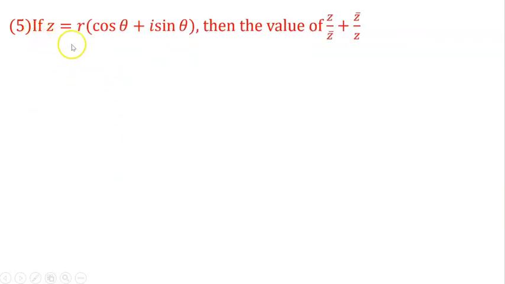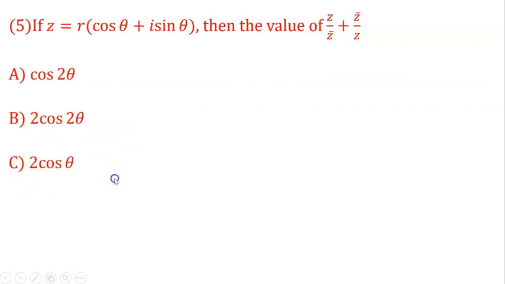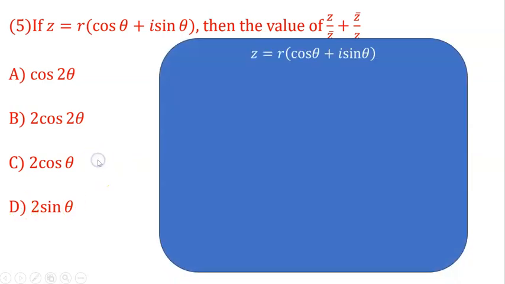If z is equal to r(cos theta plus i sin theta), then the value of z upon z bar plus z bar upon z is: option A is cos 2 theta, B is 2 cos 2 theta, C is 2 cos theta, and D is 2 sin theta. Now we'll simplify this. Here, z is equal to r(cos theta plus i sin theta).